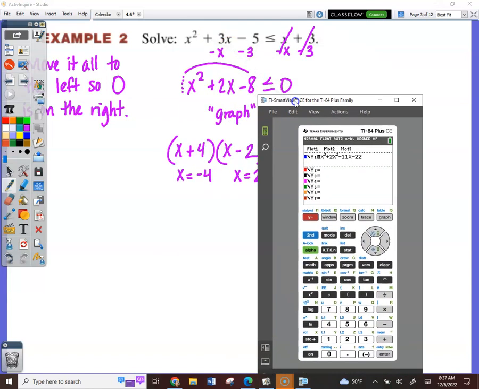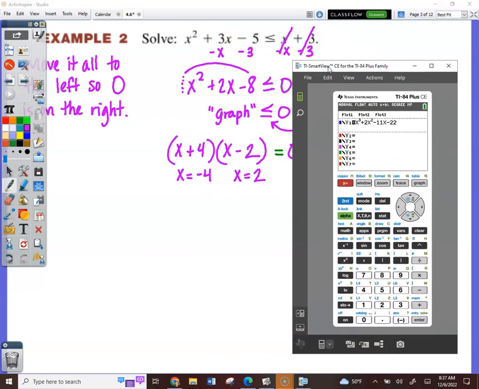Y equals. You want to enter, this is why you really have to make sure you did subtract or add things to the other side correctly. You want to enter your new one that has 0 on the other side. Otherwise this doesn't work. All right, and I'm going to ZoomStandard it. Then I can confirm it's definitely crossing at -4, it's definitely crossing at 2.